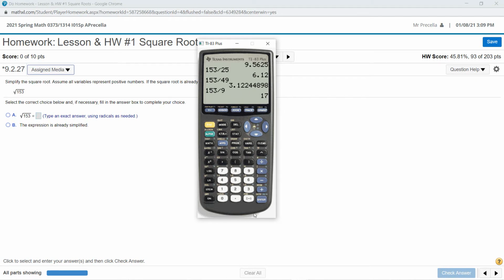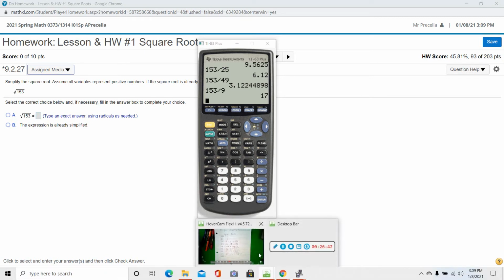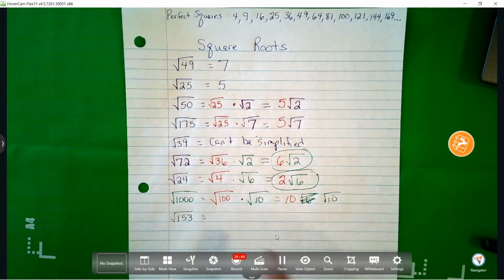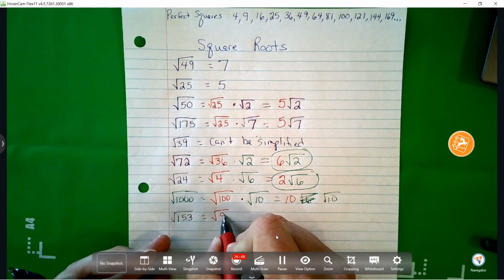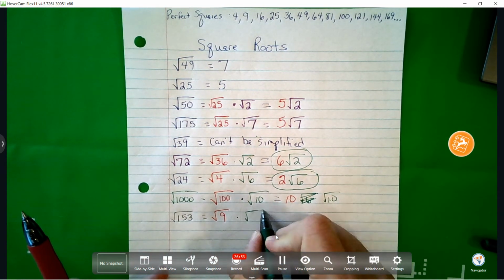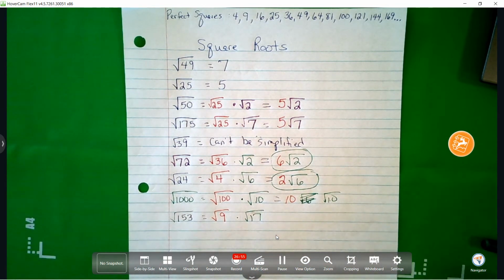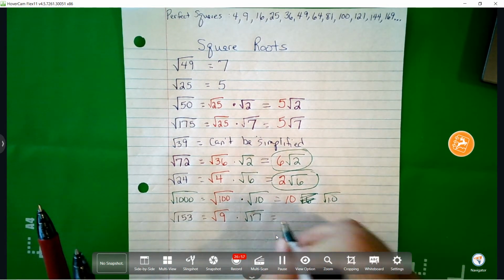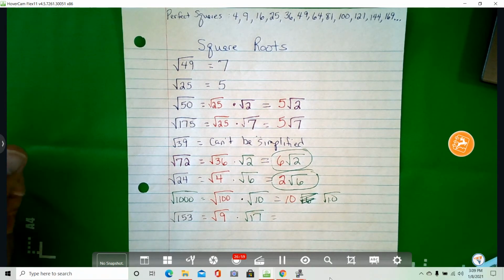So let me go ahead and write this one down, just to try to write out my thought process. Pull up my square root of 153. We would write that as 9 times 17. Is it clear how I'm getting these numbers? Where's my calculator?